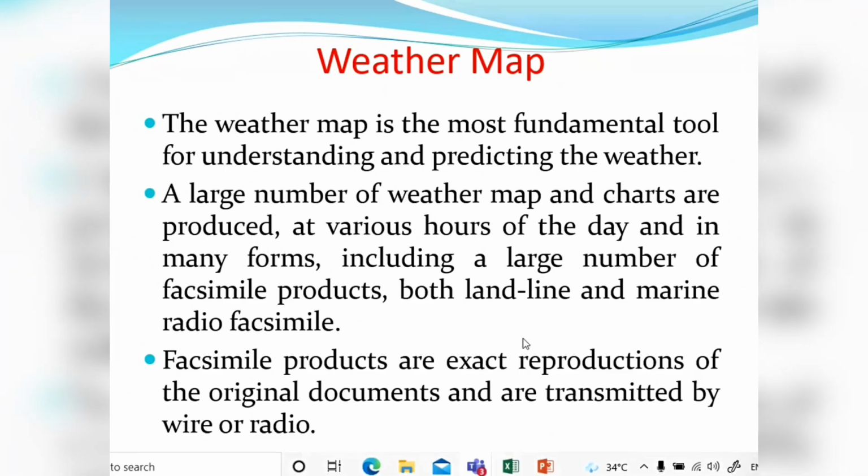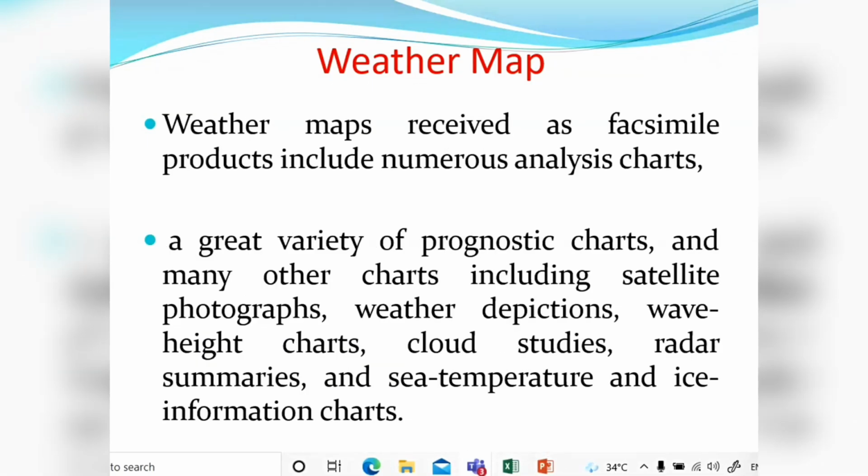Weather maps received as facsimile products include numerous analysis charts, a great variety of prognostic charts and many other charts including satellite photographs, weather depictions, wave height charts and cloud studies. Nowadays these wave height charts are very common. They are very helpful, especially if you are working on container ships, carrying 7-8 high containers on deck. It is the wave height which basically affects the ship.